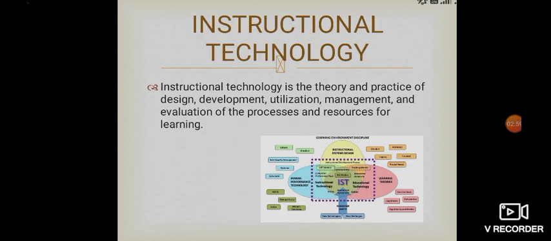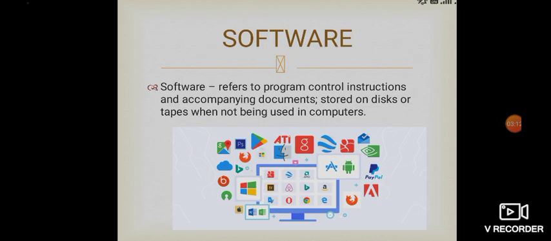Next is instructional technology. Instructional technology is the theory and practice of design, development, utilization, management, and evaluation of the process and resources for learning. Next is software. Software is a kind of application inside the computer. Software refers to program control instructions and accompanying documents stored on disk or tapes when not being used in computers.